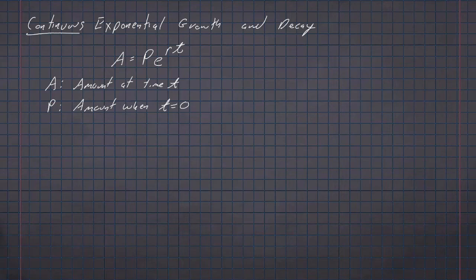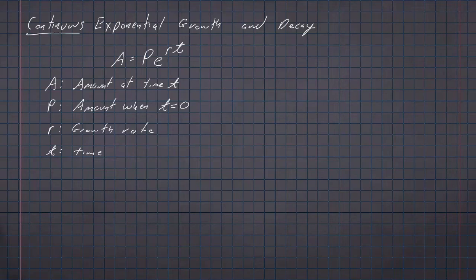P is the amount you start with, and A is the amount you end with. Little r is a thing we call the growth rate, and little t is the time.